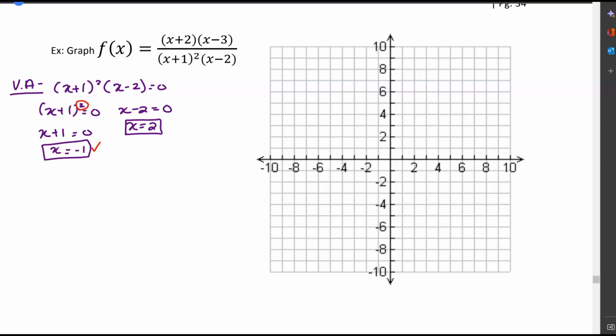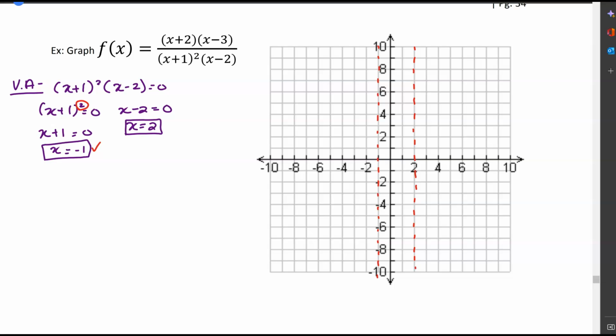So let's come over here and start plotting these. We have a vertical asymptote at x equals negative 1. So here's my asymptote. And then we have one at x equals 2. Here's my other asymptote.